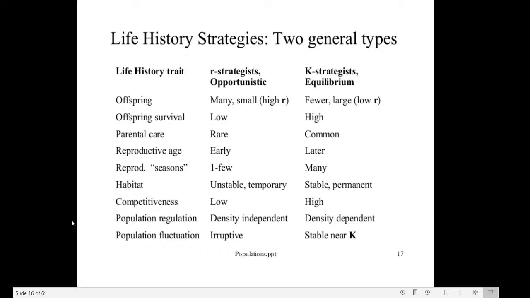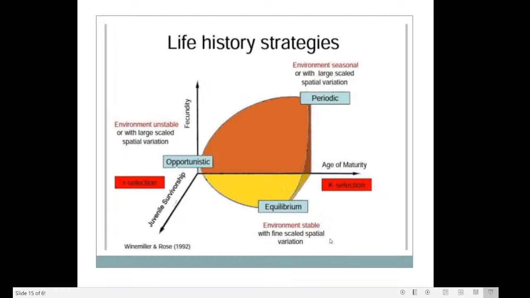In the competitiveness, there is low competition in the R strategy, highest competition in the K strategy. In the population regulation, the R strategy is density independent, and the K strategy is density dependent. In the population fluctuation, it's eruptive. The K strategy is stable, near to K. K means it's near to the K value.